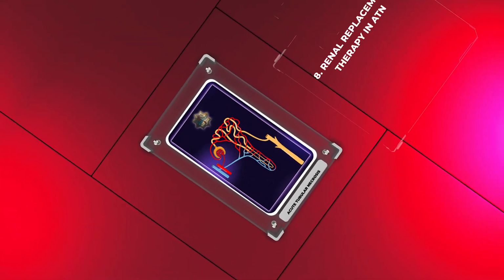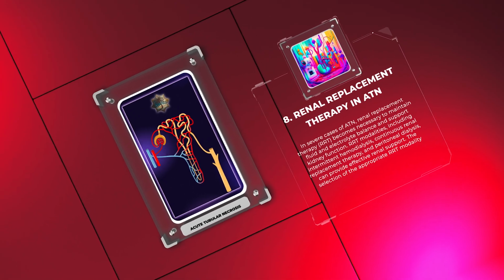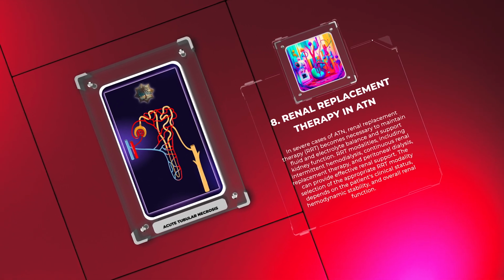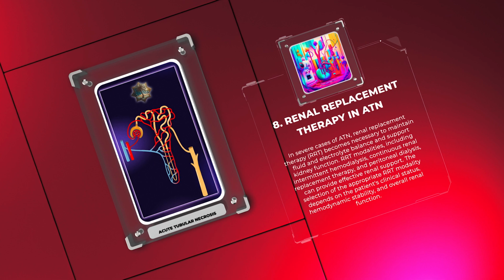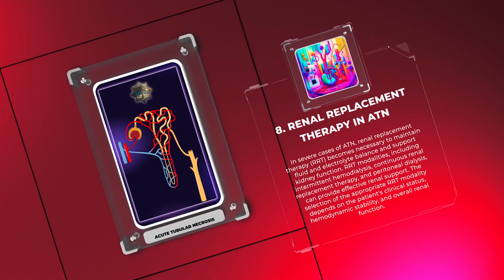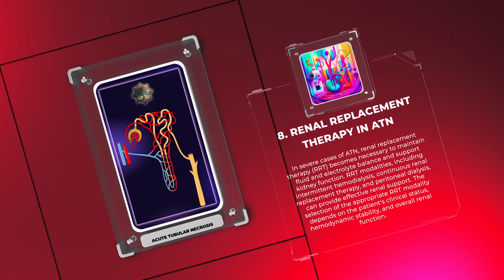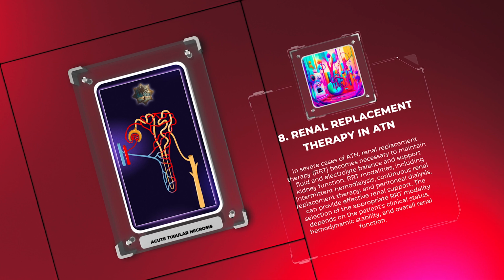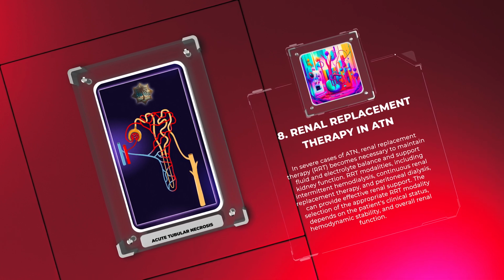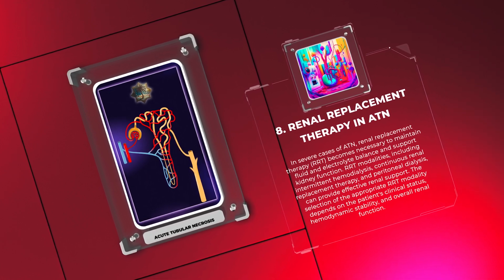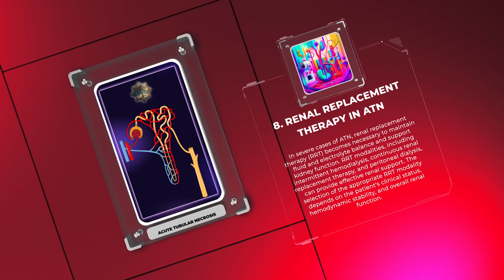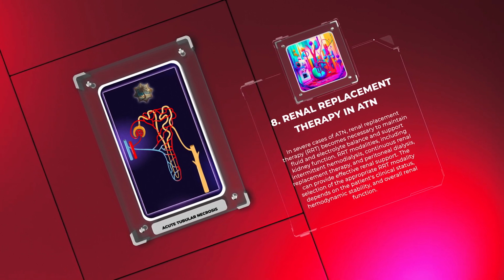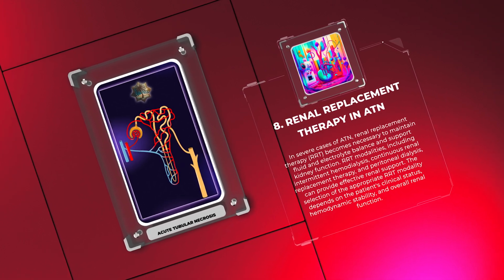In severe cases of ATN, renal replacement therapy, RRT, becomes necessary to maintain fluid and electrolyte balance and support kidney function. RRT modalities, including intermittent hemodialysis, continuous renal replacement therapy, and peritoneal dialysis, can provide effective renal support. The selection of the appropriate RRT modality depends on the patient's clinical status, hemodynamic stability, and overall renal function.